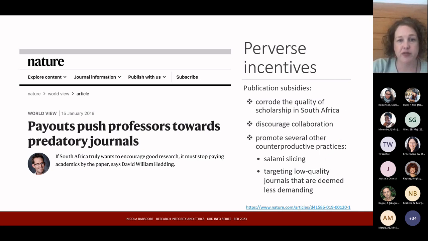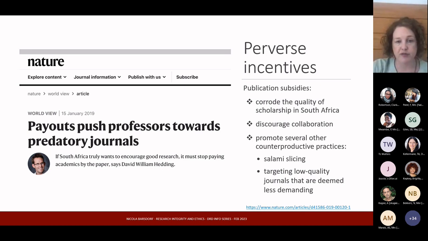I'm going to focus a bit on perverse incentives, because this is one of the drivers I think that we live with as academics in the South African environment. We have publication subsidies. And in 2019, David Heading published an article where he said payouts push professors towards predatory journals. And if South Africa truly wants to encourage good research, it must stop paying academics by the paper.